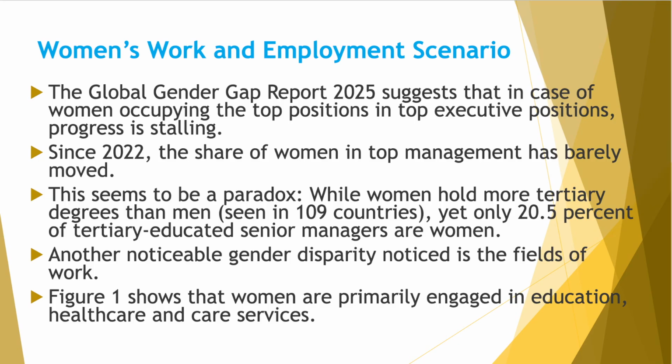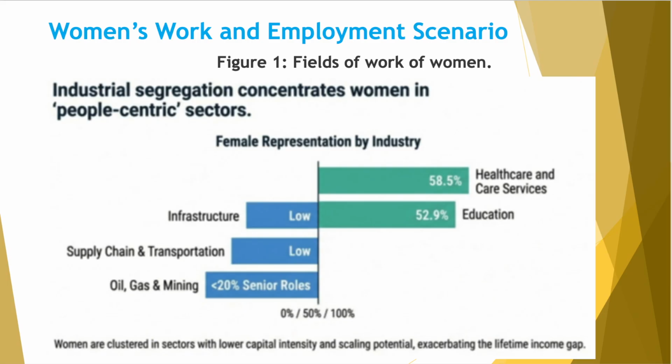And we can see from figure 1 that women are primarily engaged in education, healthcare, and care services. Okay? They are lagging behind in sectors like infrastructure, supply chain and transportation, oil, gas, and mining, basically the manufacturing sector.